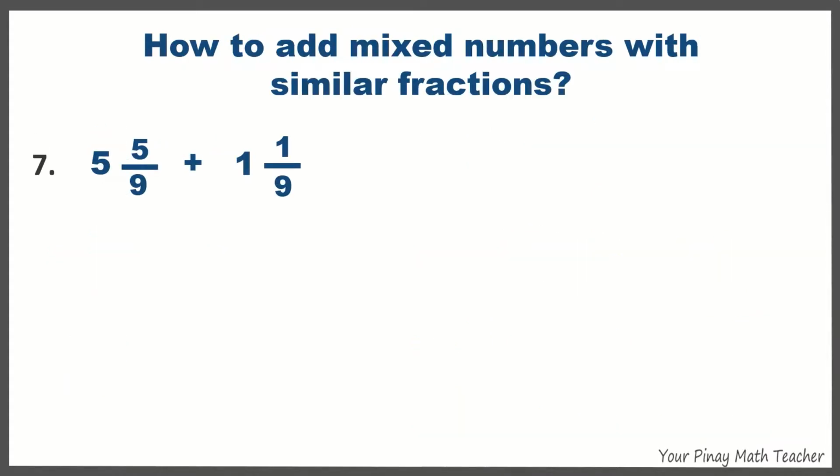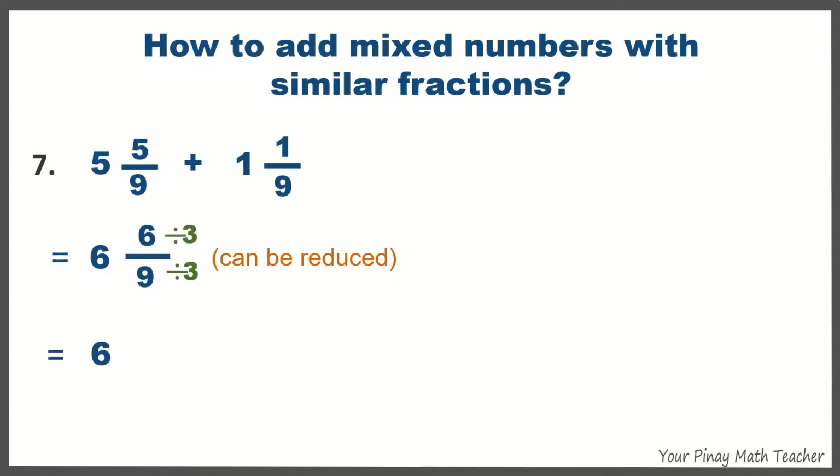Now let us add mixed numbers with similar fractions. Number 7. 5 and 5 ninths plus 1 and 1 ninth. First, you have to add the whole numbers 5 and 1, so we get 6. Then add 5 ninths and 1 ninth, we get 6 ninths. Since 6 ninths can still be reduced by 3, bring down 6, and the reduced form of 6 ninths is 2/3. So the final answer is 6 and 2/3.